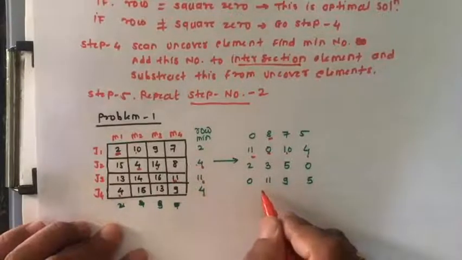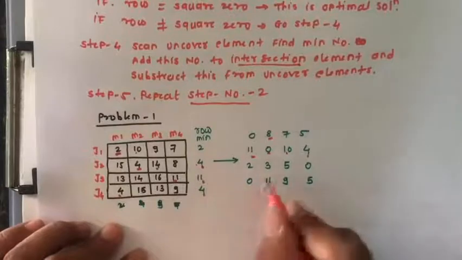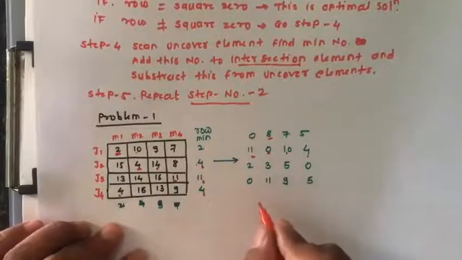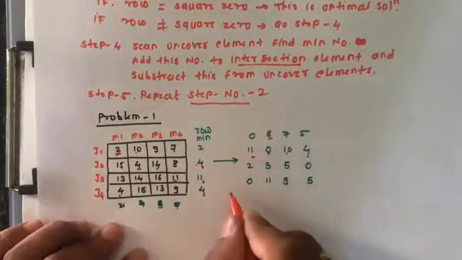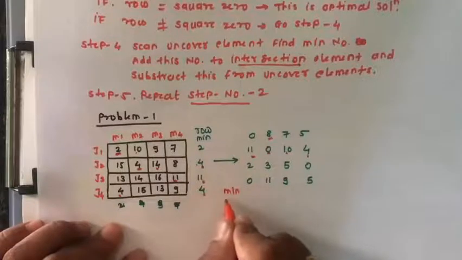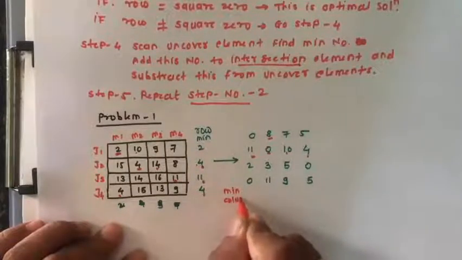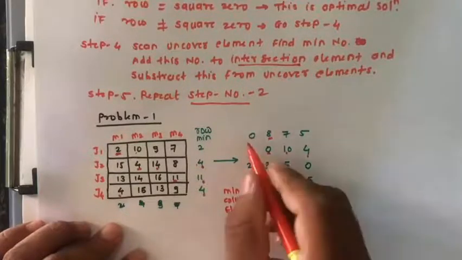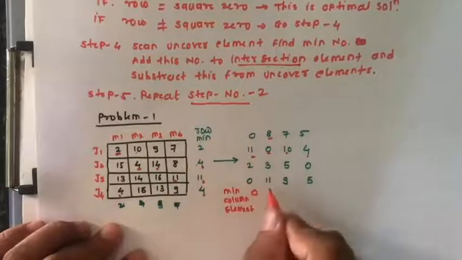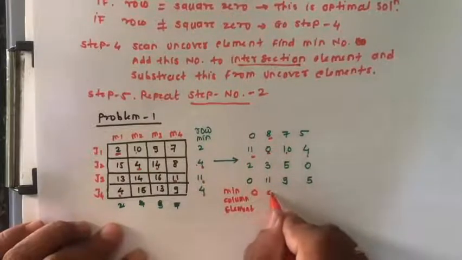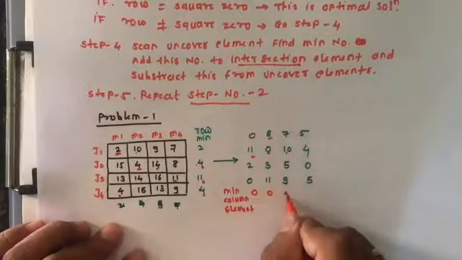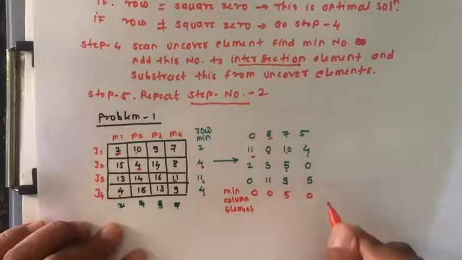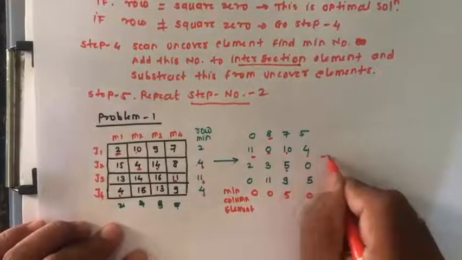Now we come to the second step, the column reduction. For a similar process, we have to find the minimum element of each column. What is the minimum element of the first column? That is 0. From the second column, that is also 0. From the third column, that is 5, so 5 is the minimum number. And for the fourth column, again 0 is the minimum element.